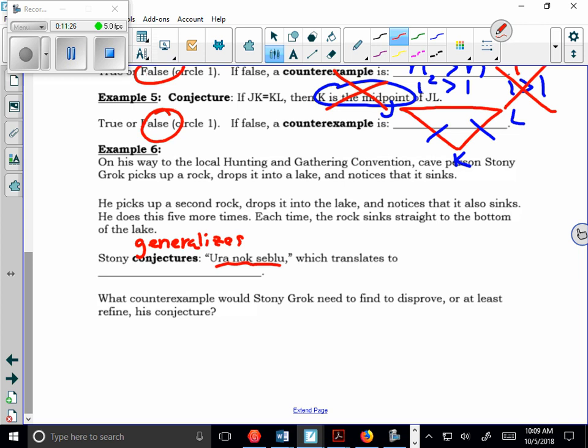So forgive that. Which translates to, basically, we're just writing our conjecture here. His conjecture or generalization is probably going to be that all rocks float. So what I want you to do, you try this. What would a counterexample be that he would need to find to disprove or at least refine this conjecture that all rocks float? So that's the last thing I'm going to have you do in this video. So try and get that done, and we'll talk more about some of this stuff next class.